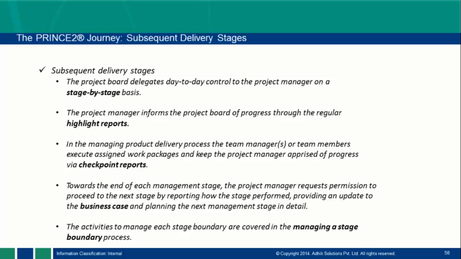Second, in the managing product delivery process, the team manager or team members execute assigned work packages and keep the project manager apprised of progress via the checkpoint report, right? So this is another report, that is the checkpoint report. In this report, the team manager is involved. Team manager means team leader, right? Team leader and team. So the project manager is controlling the stage, and team managers are executing these stages.